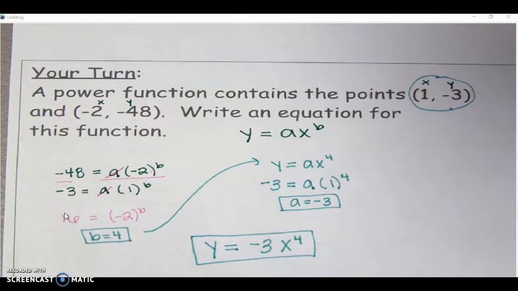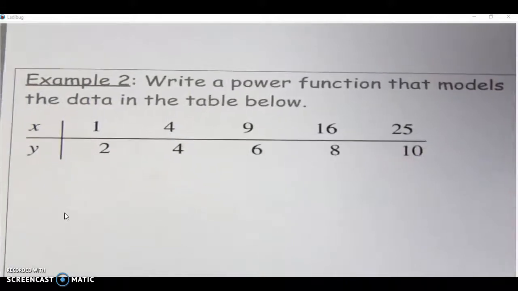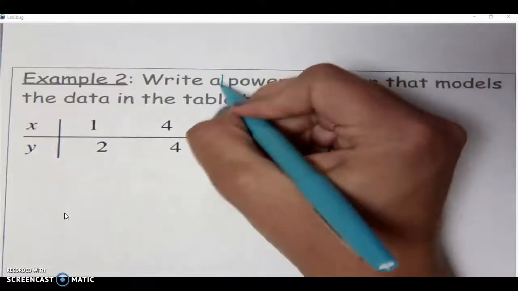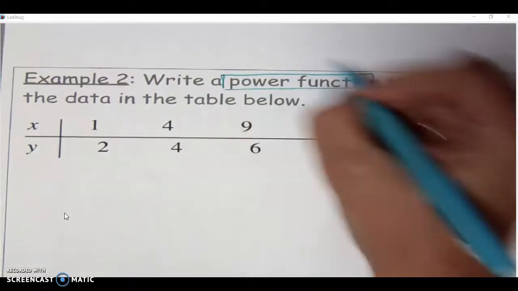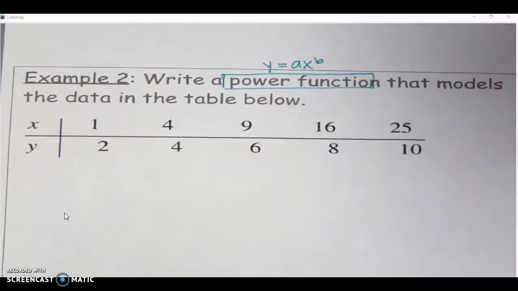Okay, next thing we're going to do, we're going to actually use the calculator for. So if you want to pull up your calculator in your Chromebook or get out your calculator. So we want to write a power function. So when we finish, remember our power function is y equals ax to the b power that models this data in the table.